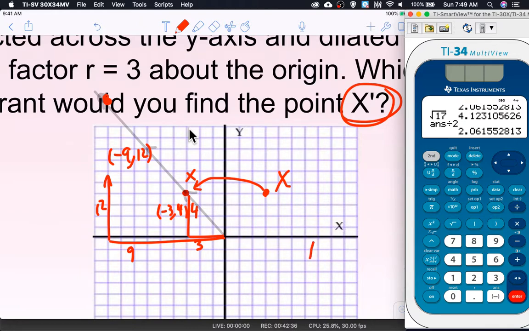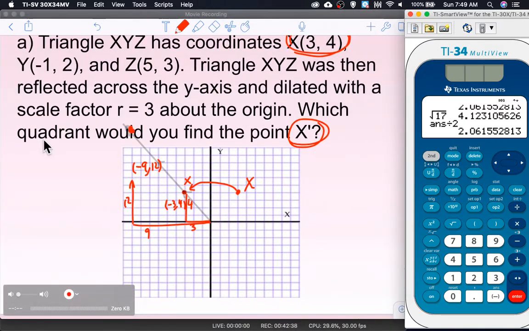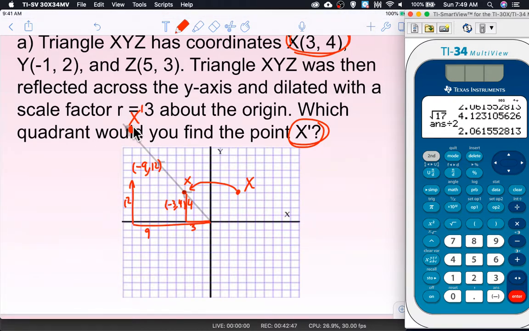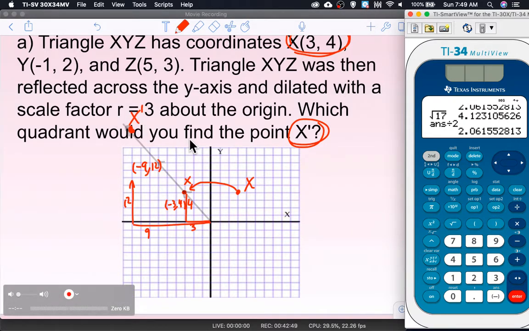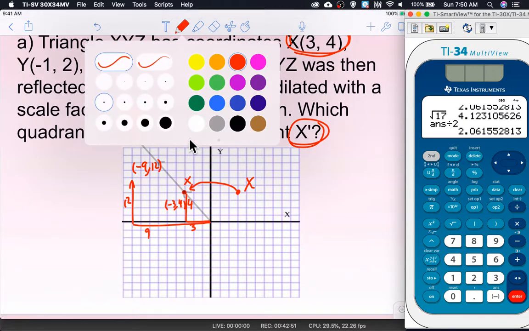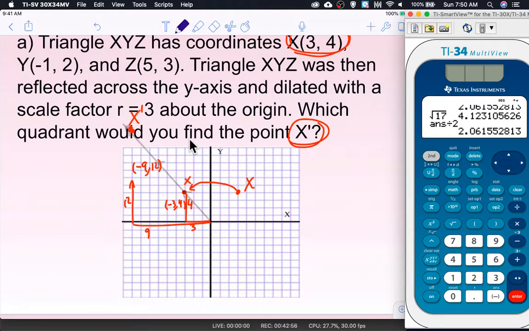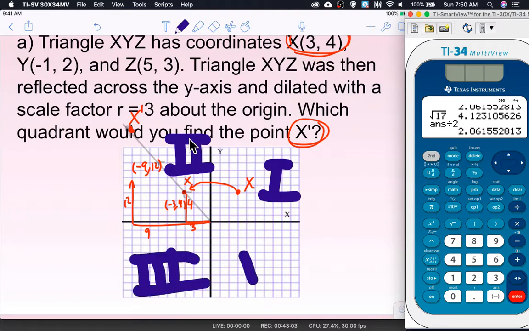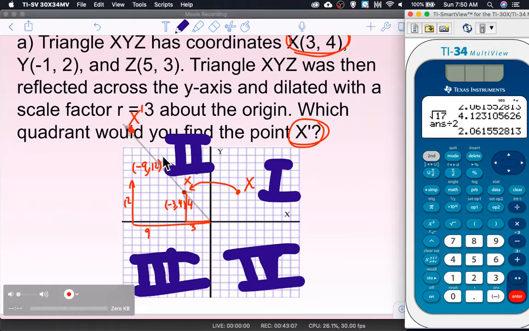But the question is, which quadrant would you find the point x prime? He's right here. There's x prime. Do you know what quadrant this is? Does that word ring a bell in your brain from the past? Quadrant 1, 2, 3, 4. He's in quadrant 2.